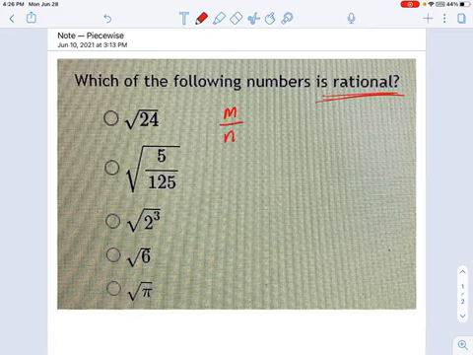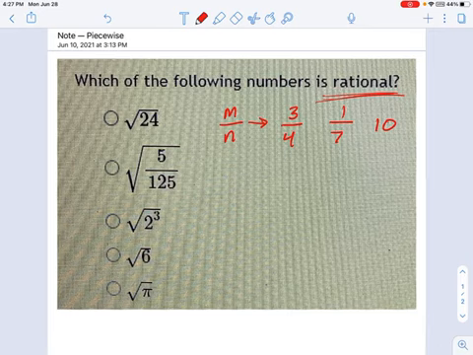So for example, 3/4 is rational. 1/7 is rational. The number 10 is also rational because 10 is just 10 divided by 1, right? But we don't write the divided by 1 typically. We just say 10. So these are examples of rational numbers. They're things you can write as some number divided by some other number. It's a nice fraction.